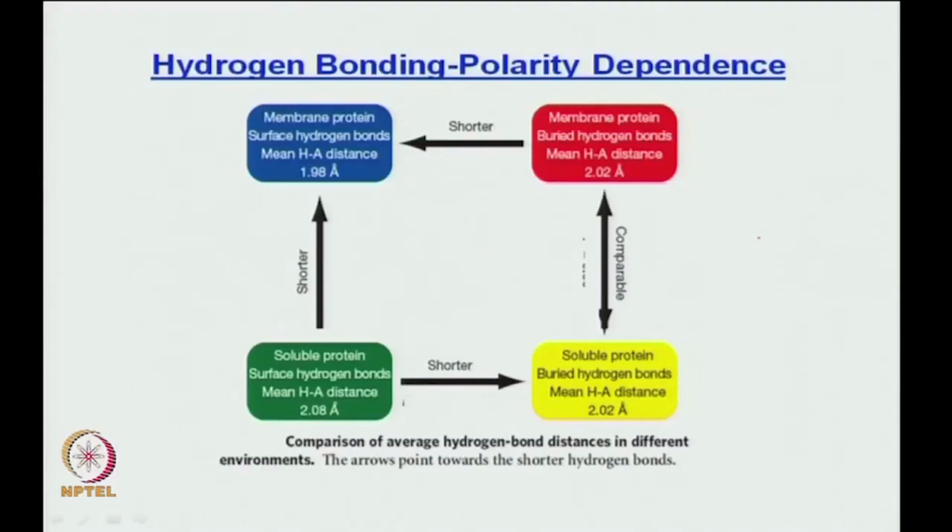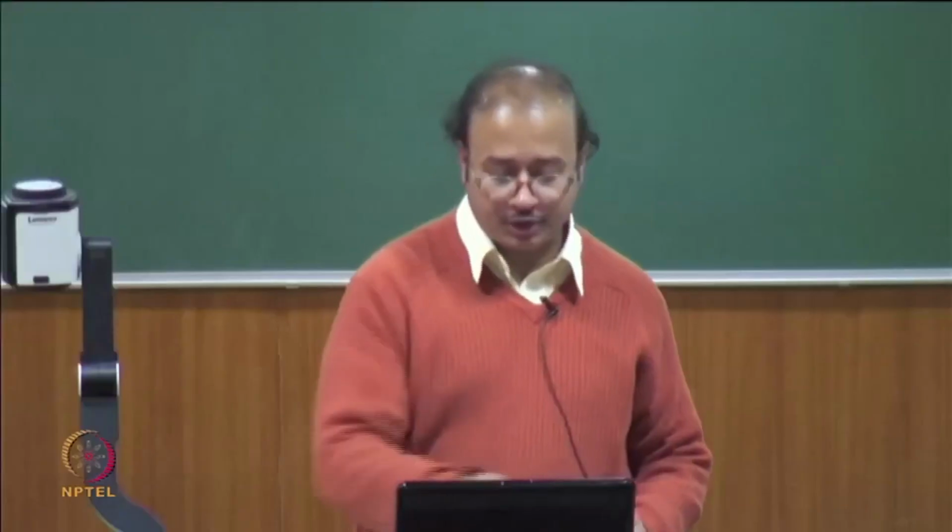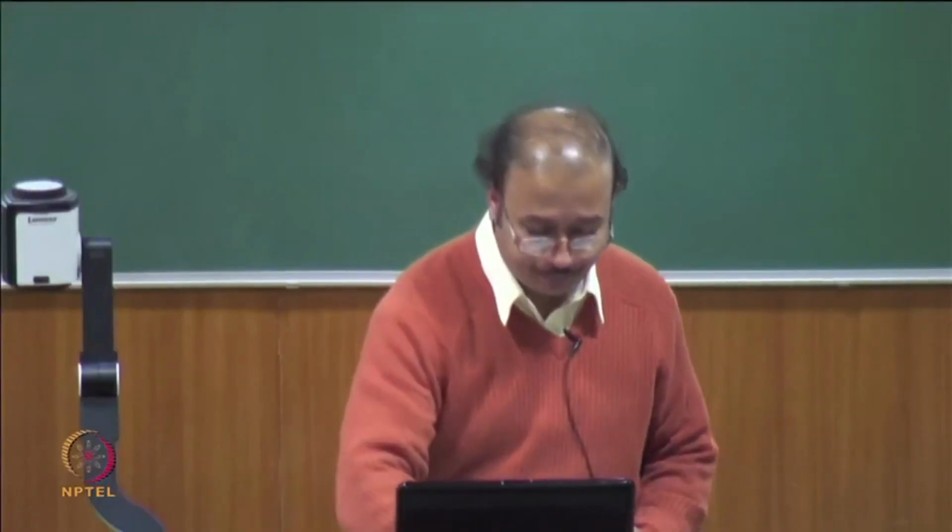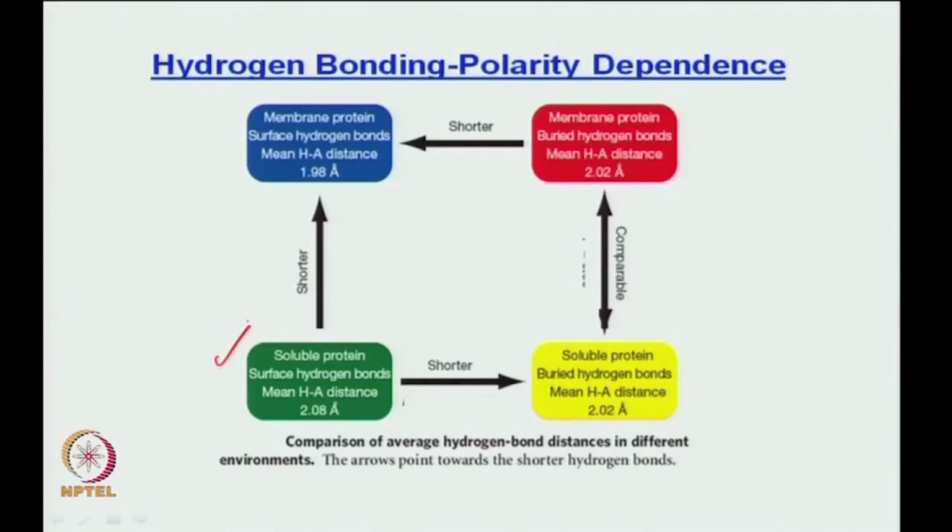You look at this. Let us start from the soluble protein, which is the green one. The soluble protein, you are looking at surface hydrogen bonds. Surface means on the surface of the protein you have these NHCO groups or polar groups, and they form hydrogen bonds with water, and the mean H-A distance is 2.08 angstroms, or about 2.1 angstroms.